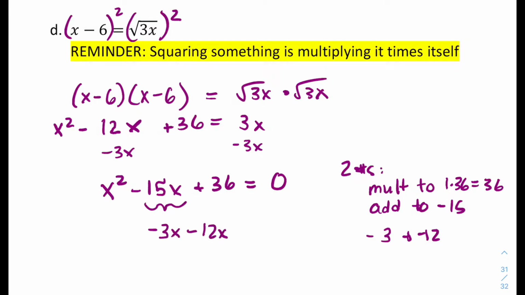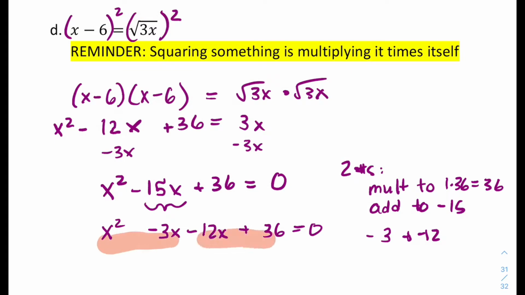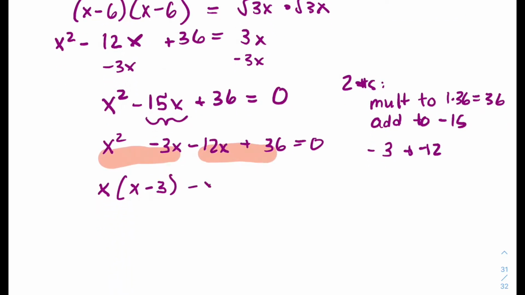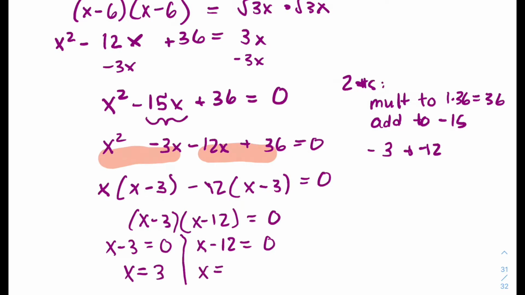So if I rewrite that middle term as -3x minus 12x, I can then make a couple of groups and factor out a common factor. I'll factor an x out of that first pair of terms and a -12 out of that second pair, which will leave me with x minus 3 as a factor of both of those. So I can factor that out and then have x minus 12 remaining. So if you set each of those factors equal to 0, since my entire equation is equal to 0, I'm going to get x equals 3 and x equals 12.